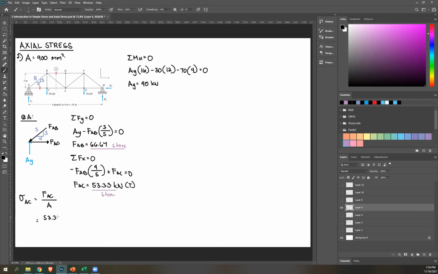53.33. Now take note, the unit of our force is kilonewton. For stress, the standard unit is MPa, which is Newton per millimeter squared. So let's convert kilonewton to Newton. To do that, simply multiply by 1000 or times 10 raised to 3. Okay, that's kilonewton to Newton. And over cross-sectional area, 900. From this, please solve what's stress.